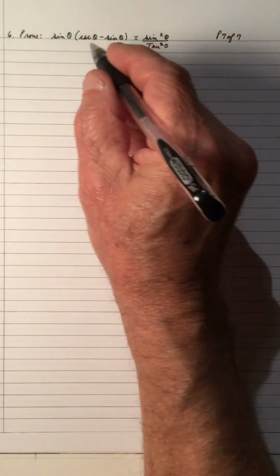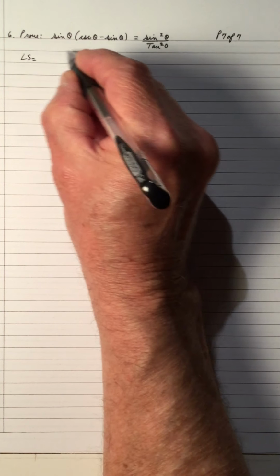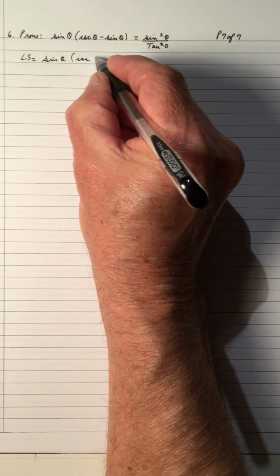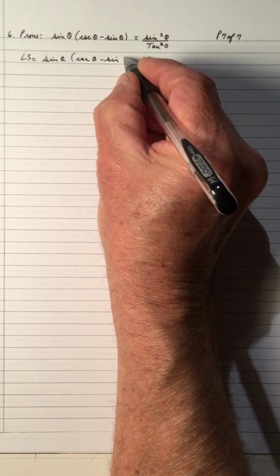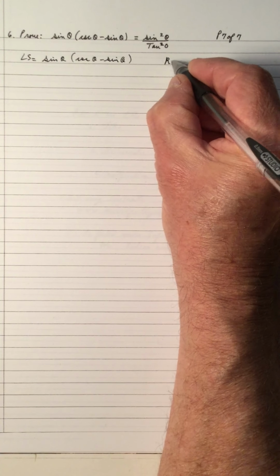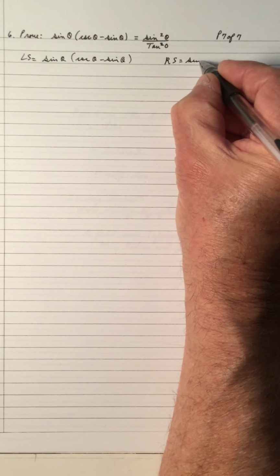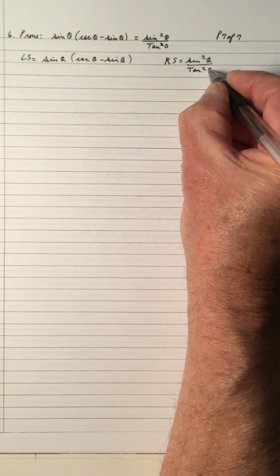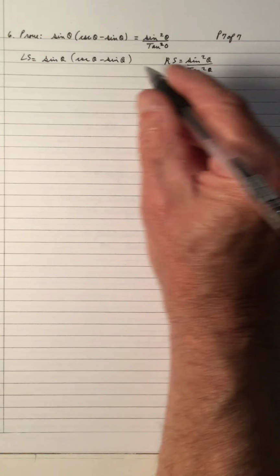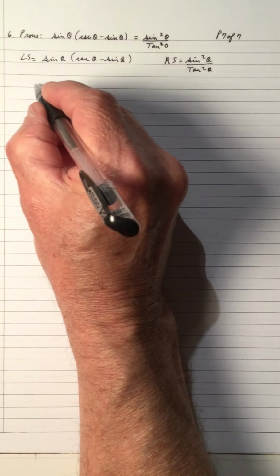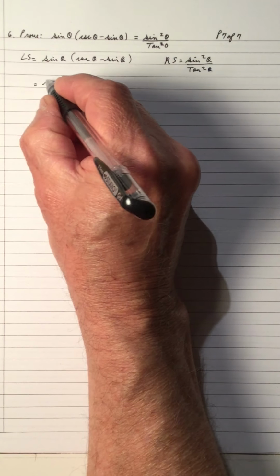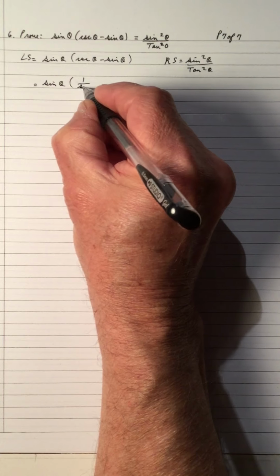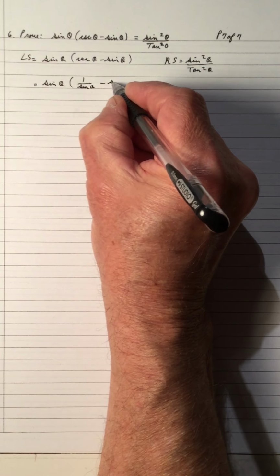And last one, we have a left side, which is sine theta times cosecant theta minus sine theta. And the right side is sine squared over tan squared, just a fraction. So it looks like I'm going to have to work this side. So we change. Cosecant is 1 over sine minus sine.